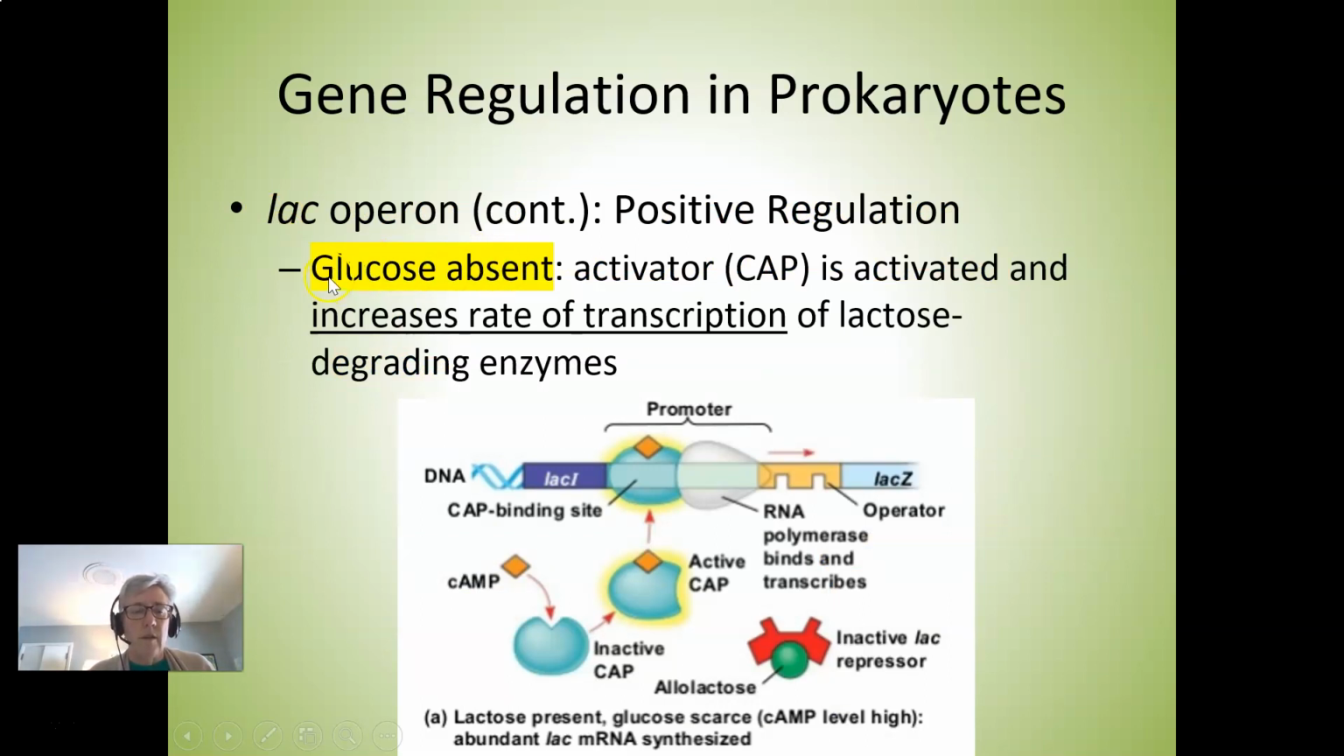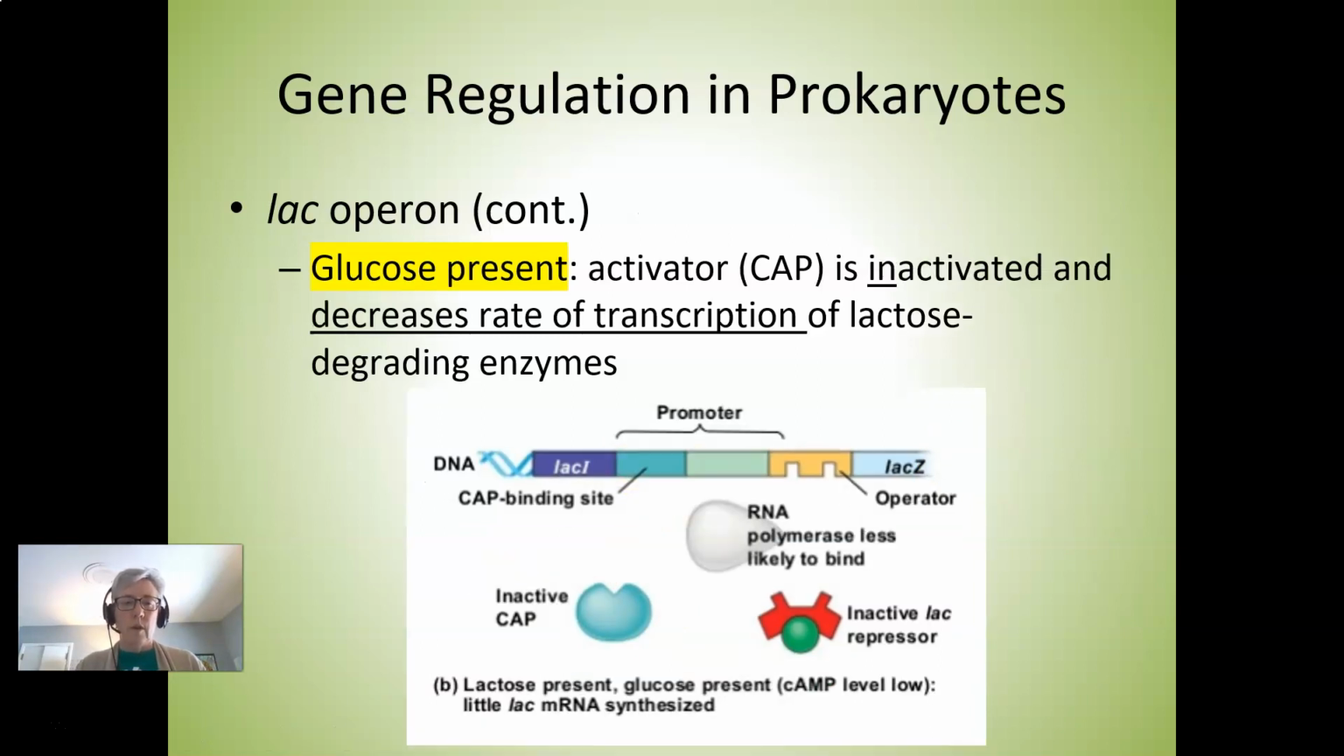If the bacteria cells do not have any glucose, they're going to need to use lactose as an energy source, right? So if glucose is absent, the activator for the lac operon is going to be activated, and it's going to increase the rate of transcription. So remember, an activator binds directly to the promoter and facilitates RNA polymerase to transcribe whatever those genes are. So in this case, if there's no glucose, we want to make the enzymes that'll break down lactose, okay? So that's if there's no glucose and the cell is going to need to use lactose.